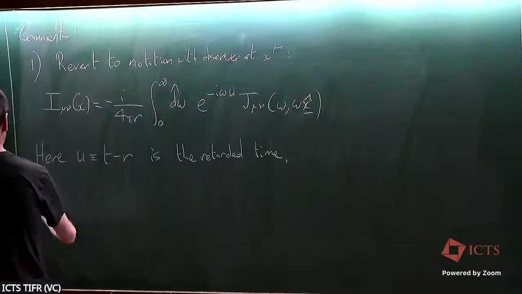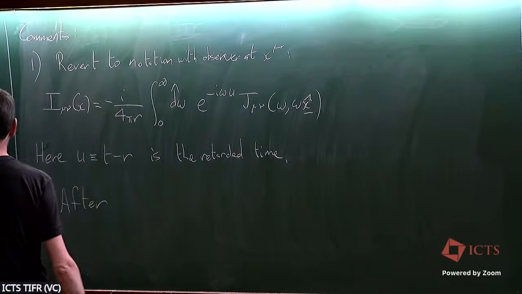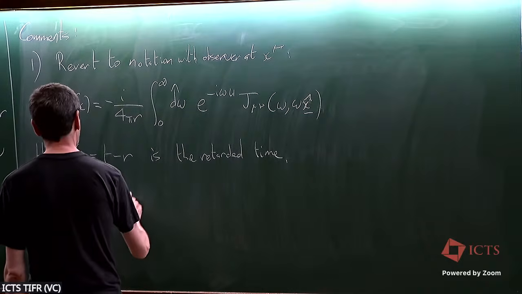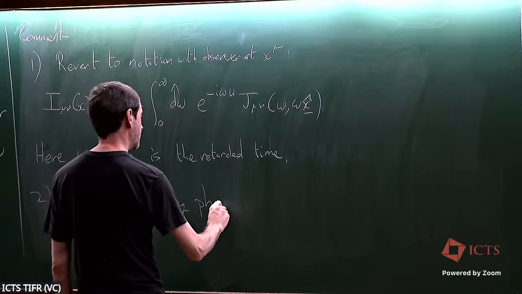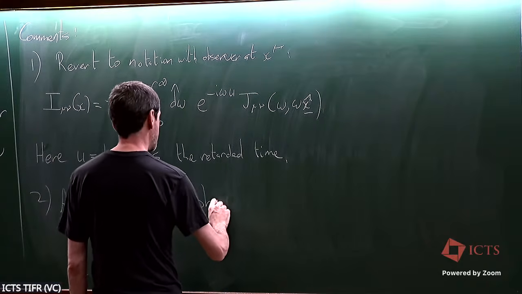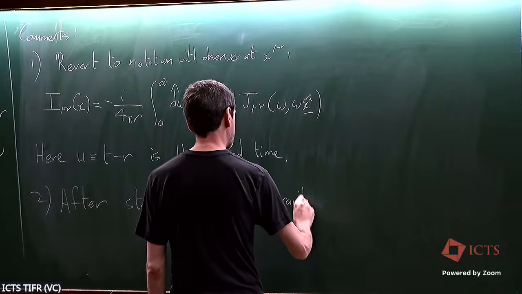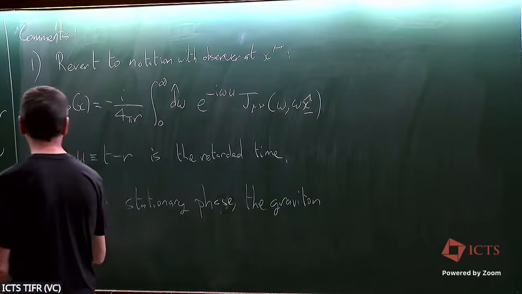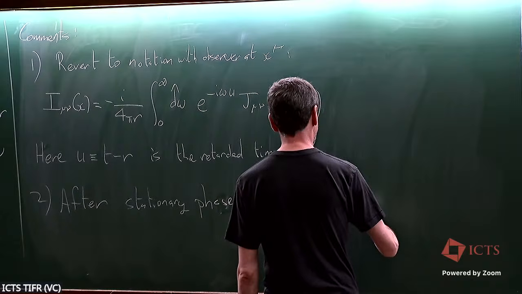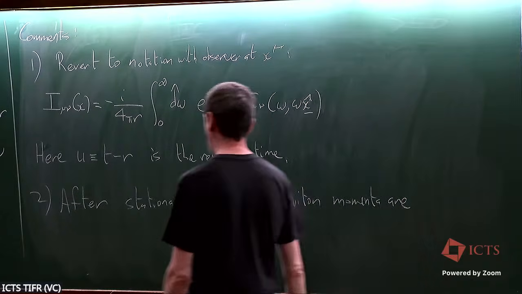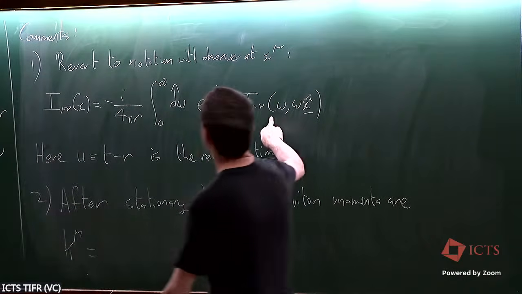Now, another physically satisfying aspect of this calculation, the stationary phase calculation: after the stationary phase, the graviton momenta. So the graviton momenta are k mu. So the k mu is this thing that was the argument of j mu nu.